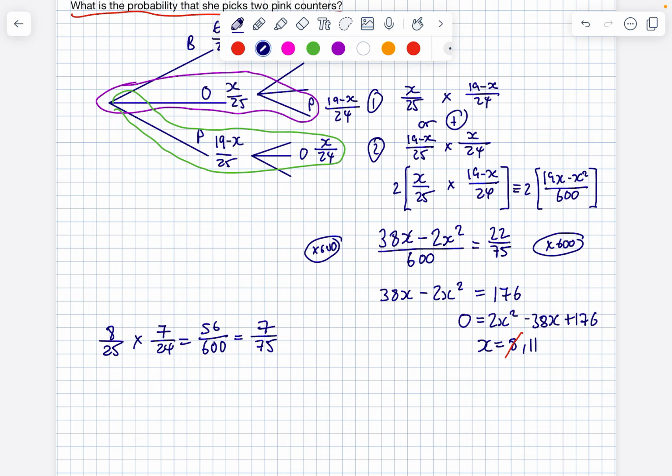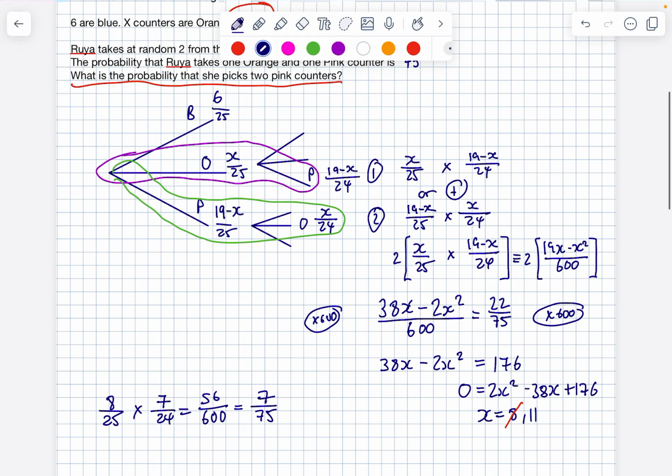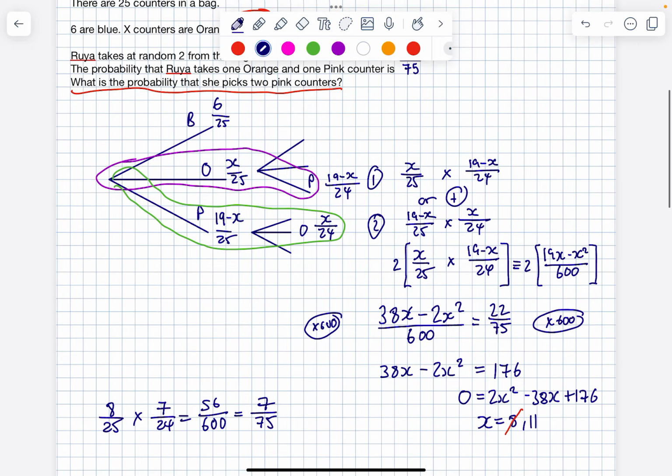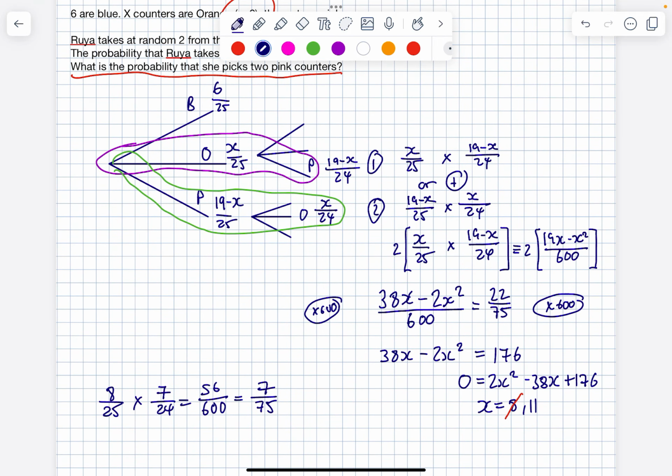So the key to this is that this is just like the Hannah Sweets question, but this time there are 2 paths to get the probability that we are given. So we have to make sure that we add the 2 paths together to get an answer.